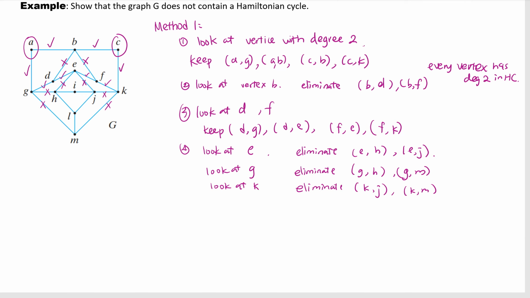Now the graph, we cannot go through the edges. Because all these edges are deleted, we cannot reach the vertices M, L, H, J, I. So we get a contradiction. We can reach M, for example, so we get a contradiction. If we get a contradiction, then we say there's no Hamiltonian cycle. So this is method 1.